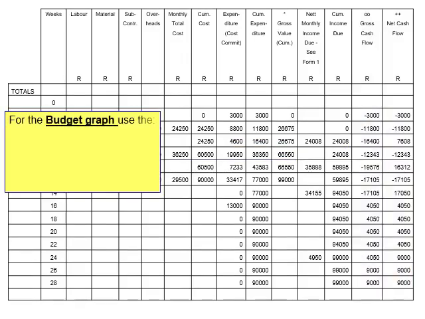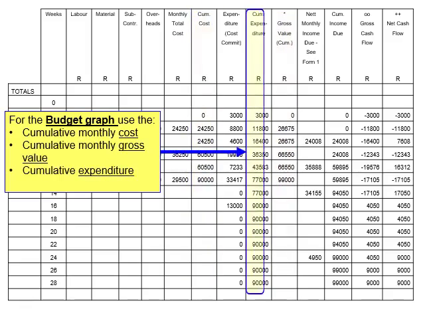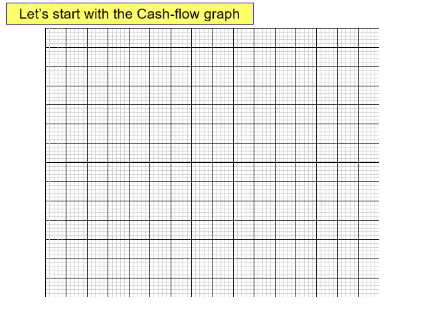For the budget graph, we shall use the following columns from the budget worksheet: cumulative monthly cost, cumulative monthly gross value, cumulative expenditure, and cumulative income due. Let us start with the cash flow graph.